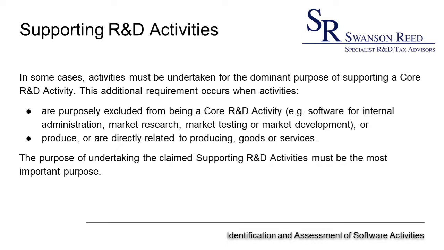This additional requirement occurs when activities are purposefully excluded from being a core R&D activity, in the case of, say, software for internal administration, market research, market testing, or market development, or if the activities produce or are directly related to producing goods or services. In these cases, the activities will not be eligible if the purpose for supporting core R&D activities was of secondary importance. To satisfy the dominant purpose test, the purpose of undertaking the claimed supporting R&D activities must be the most important purpose.